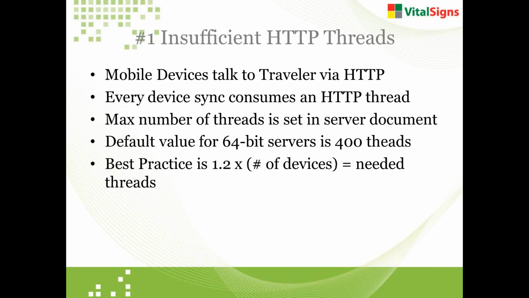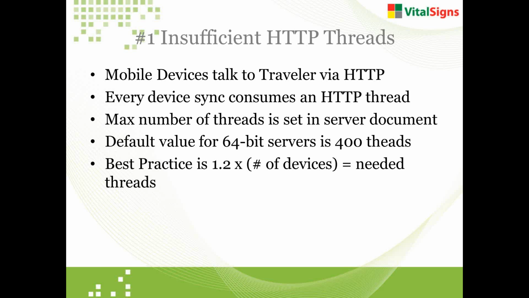Number 1 would be insufficient HTTP threads. Mobile devices talk to Traveler through HTTP, and in general, every device consumes at least 1 HTTP thread. There are some exceptions to that. My understanding is that BlackBerry devices can sometimes consume up to 2, but they're working on that. But in general, IBM says that you need at least 1.2 times the number of devices for threads to have enough HTTP threads to successfully service the number of devices that you have.